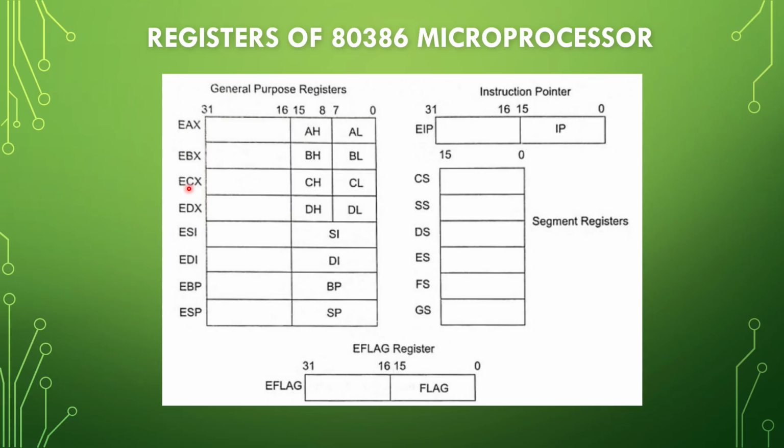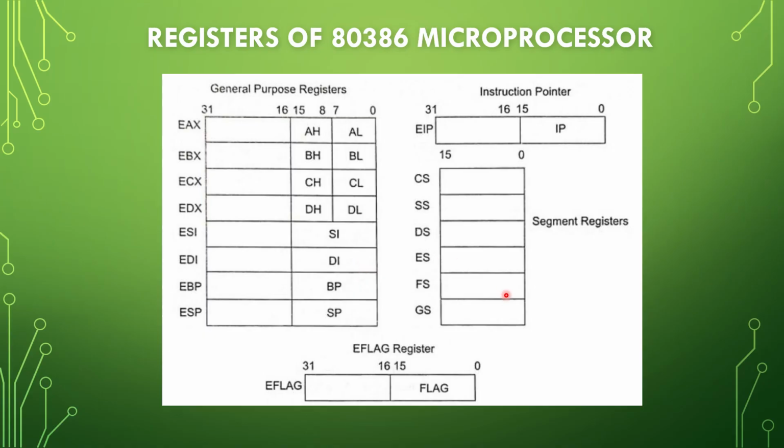Rotates and shifts. Coming to the D register, it indicates multiplication, division, and IO, input output operations. Now when it comes to the source index, the major application is as an index pointer and source string. Now coming to the destination index, it is for index pointer as well as the destination string. Coming to the base pointer, it points to the base address in the stack segment.